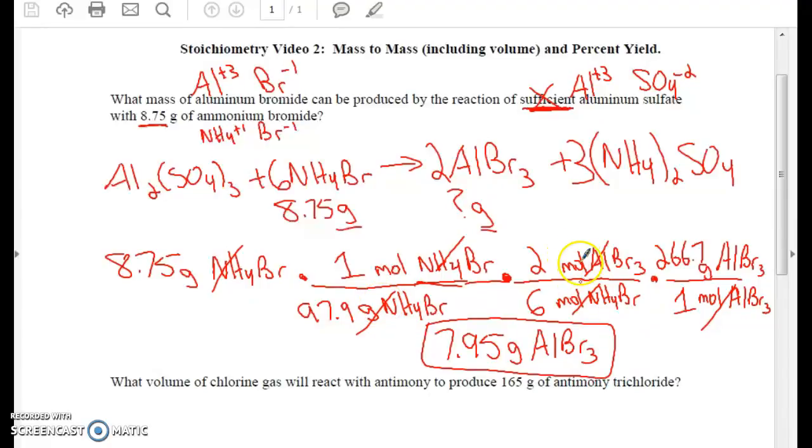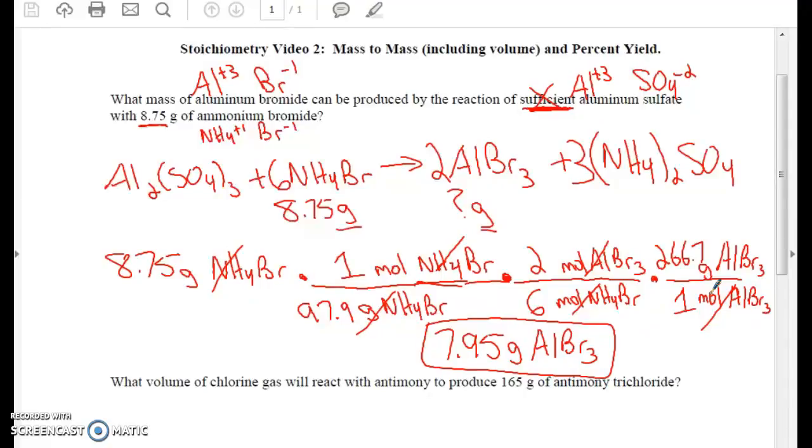Then you're going to do a mole ratio, going from moles of that original compound to moles of the compound you're looking for. These numbers you get from the balanced equation. And then the last step is another conversion factor. It's going from moles of the compound you're looking for to grams of that same compound. You multiply the stuff across the top, divide by the stuff on the bottom, and that will give you your answer.